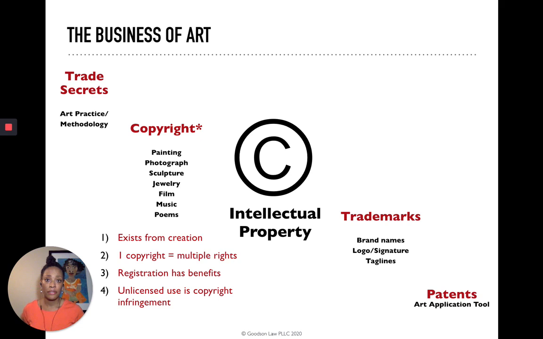So we talked about the different things that can be protected by copyright, but I want to go over four points. The first is that copyright exists from the moment of creation. So what that means is, if you have an idea in your head and then you take that idea out of your head and you draw, you take a photograph, you sculpt, you take that idea and put it into something tangible, that's the moment in time the copyright exists.